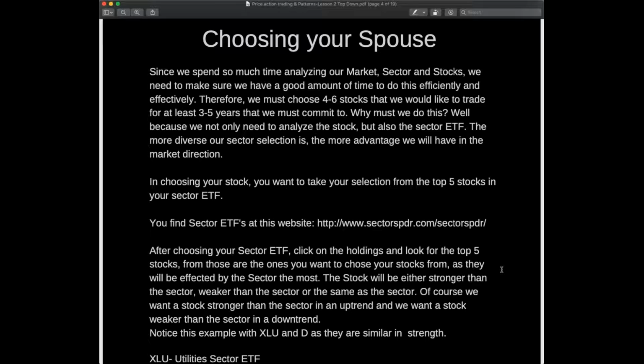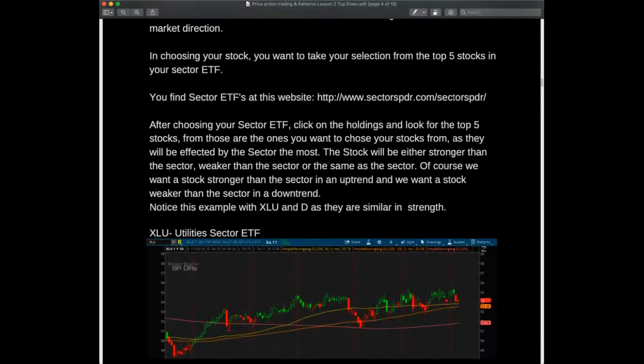All right. So in choosing your stock, you want to take your selection from the top 5 stocks in your sector ETF. I would say the top 3, but I'm giving you a little more leniency and saying the top 5. So you find your sector ETF right here on sectoretf.com/spiders. And I will show you what that looks like.